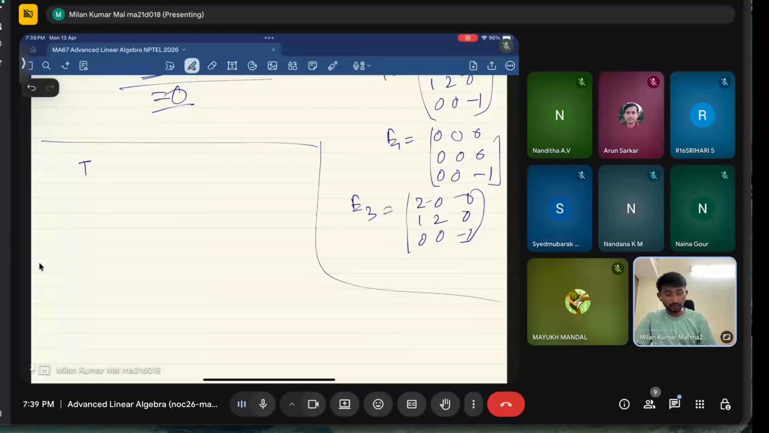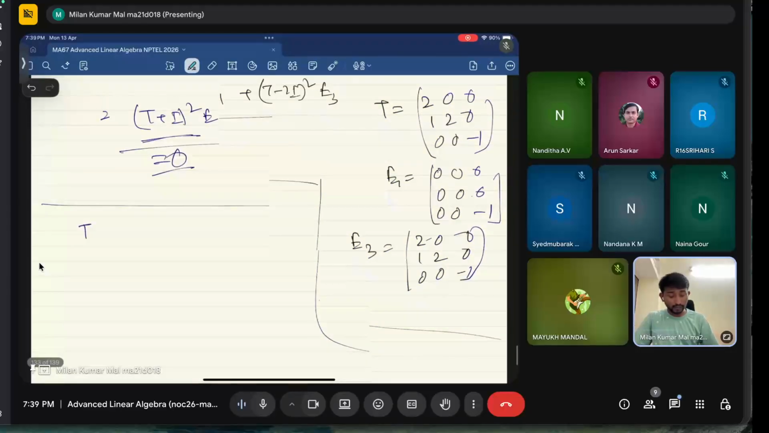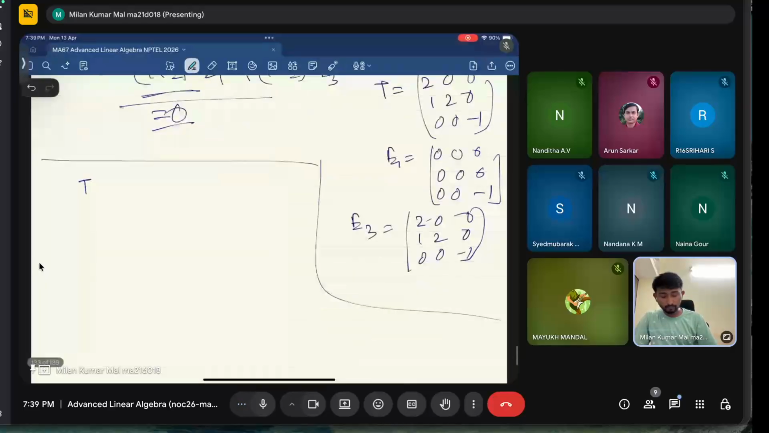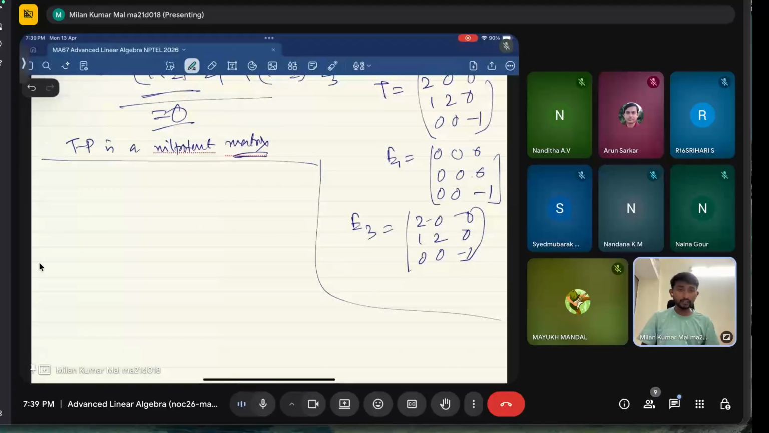Suppose T is a linear operator for which you have the primary decomposition theorem. So basically what we can obtain is that T minus D is a nilpotent matrix. And what is a nilpotent matrix? A matrix is said to be nilpotent if some power of it is going to be 0. So that means the last option is actually correct.